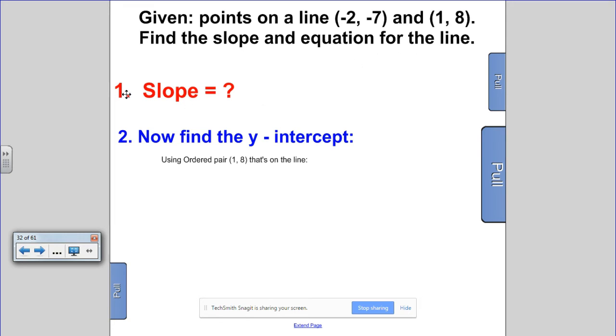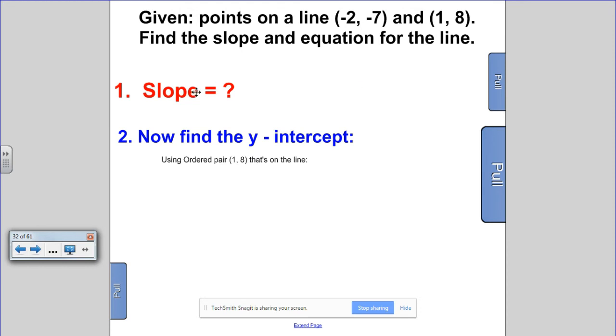So we're going to have to do 1, slope, 2, the y-intercept, and the third thing will be to find the equation. So let's actually, why don't you pause the video, see if you can do this one on your own, and then I'll lead you through it afterwards. So go ahead and pause the video now, see if you can figure it out.